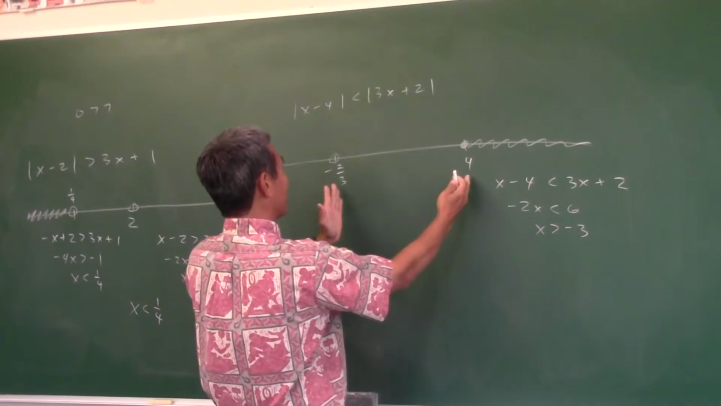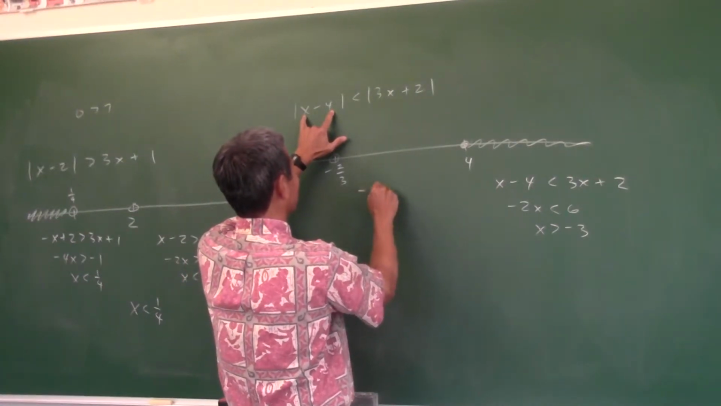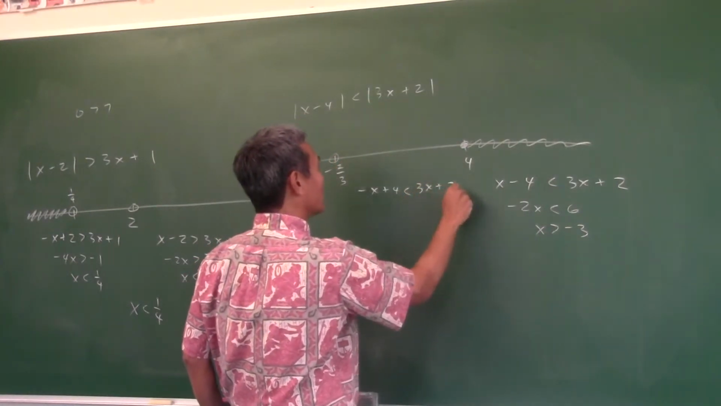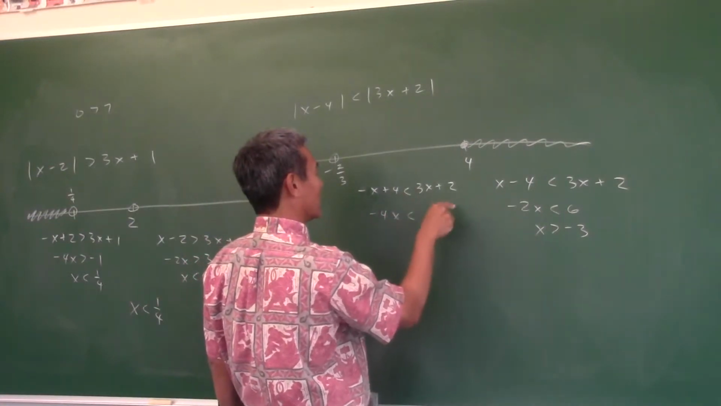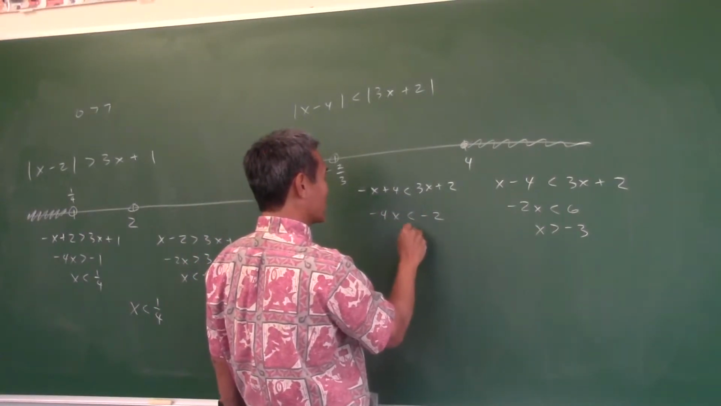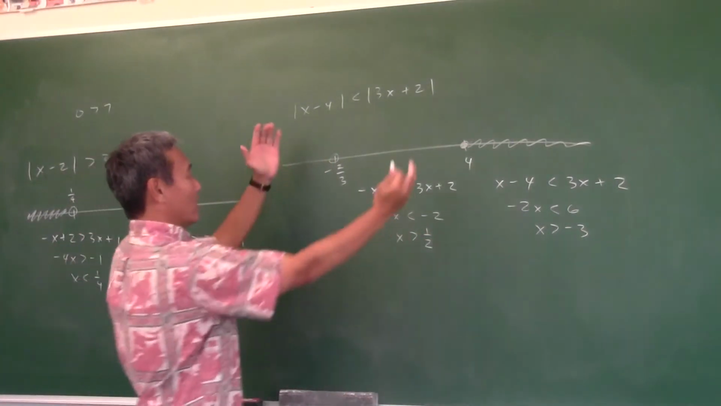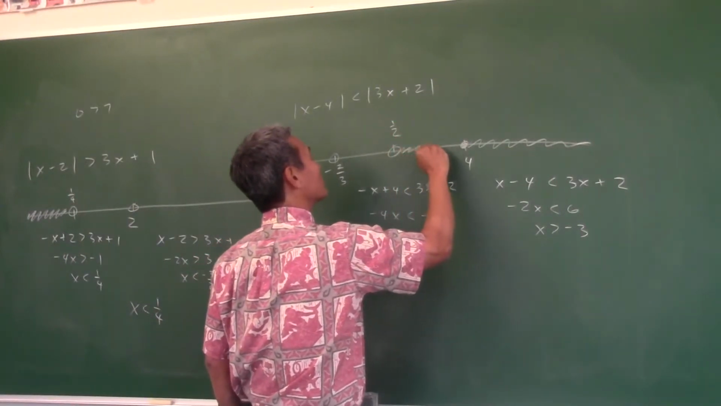Okay, think of a number between here, like 0. 0 minus 4 is negative, so you negate it. 0 plus 2 is positive, so you leave it alone. And solve it. Negative 4x is less than negative 2. x is greater than 1/2. How do you graph x is greater than 1/2 only on this interval? Well, you put 1/2 on the number line, and you go to the right.